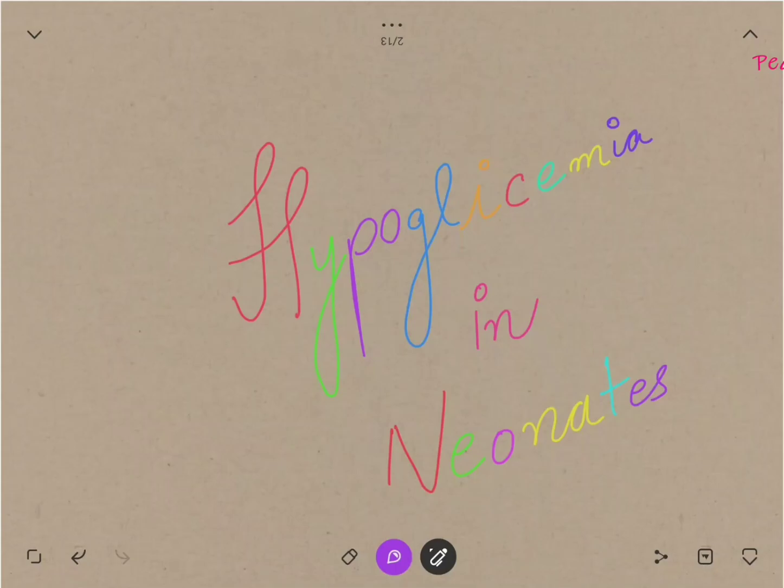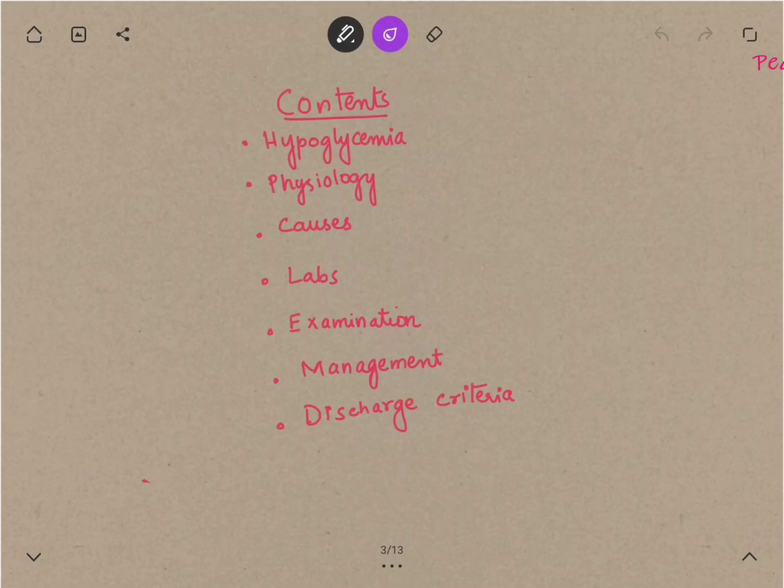Today we are going to discuss hypoglycemia in neonates, a very important and very common topic in neonatal ICUs and newborn babies. So we need to understand what hypoglycemia is and what the different causes are. Let's look at today's objectives.